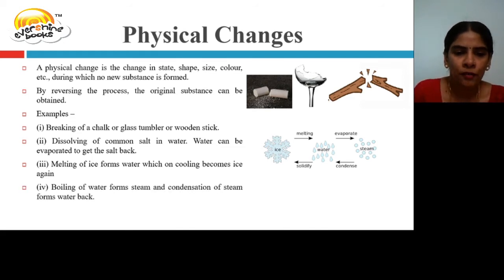Boiling of water forms steam, and condensation of steam forms the water back. These are all physical changes with no new substances formed. Magnetizing an iron nail.